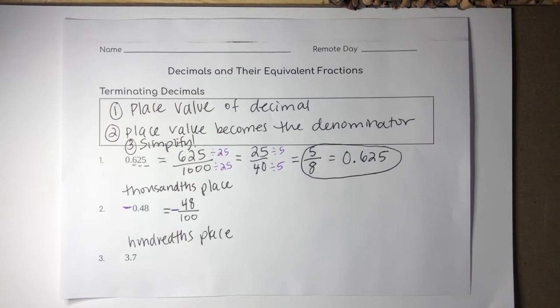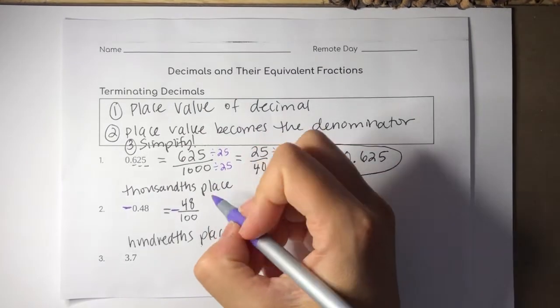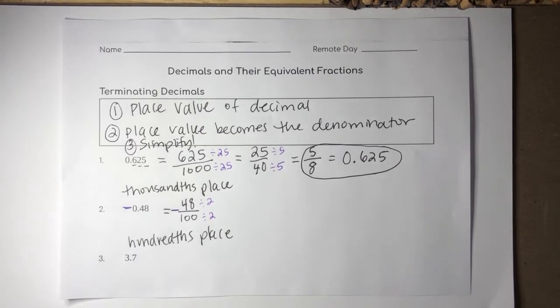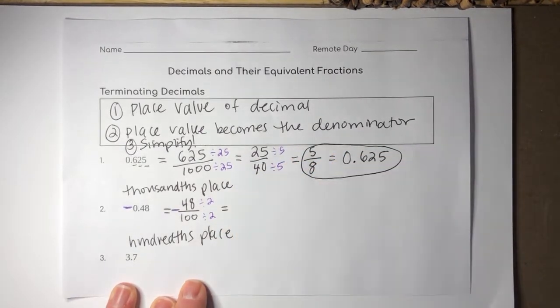Looks good, 48 out of 100, negative 48 out of 100. I've taken care of all of that, but I know that this is not in its simplest form. Because 48 and 100, well, I'm noticing that they both share 2. I can divide top and bottom by 2. So to simplify this fraction down, I need to do that.